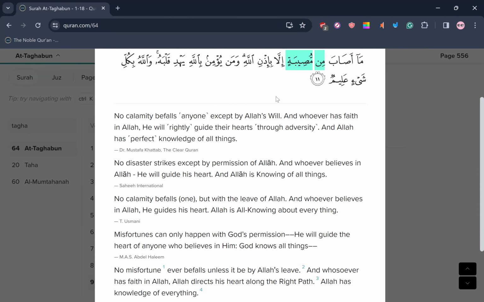Again, with this ma illa, we can also translate as only. Remember that template? Ma illa, we either translate nothing but, or we can translate as only. So misfortunes can only happen with God's permission.